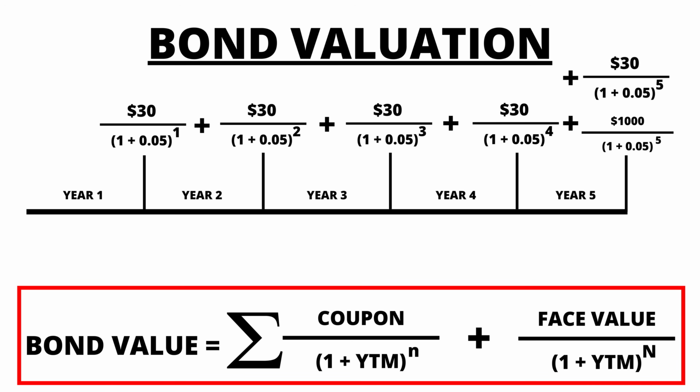So let's quickly go through a simple example. Let's imagine a bond with a face value of $1,000. It has a maturity of 5 years, a 3% coupon rate per year. So on a face value of 1,000, that means it's going to be paying $30 out in cash flow every year, and the yield to maturity we're going to set at 5%.